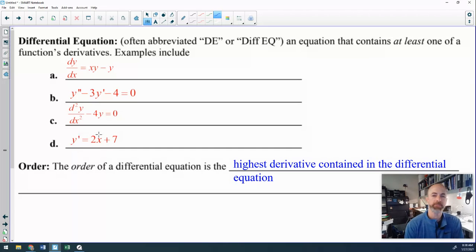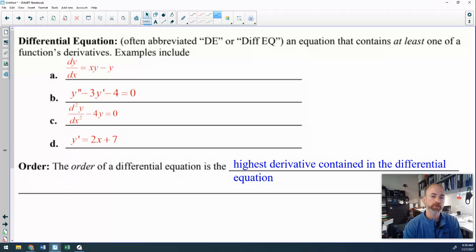And even something as simple as D down here, where it's y prime equals 2x plus 7, you might look at that and not think differential equation. You may just say, hey, there's a derivative, and you could even find the function y by finding the antiderivative of that. But that does fit the definition of a differential equation.